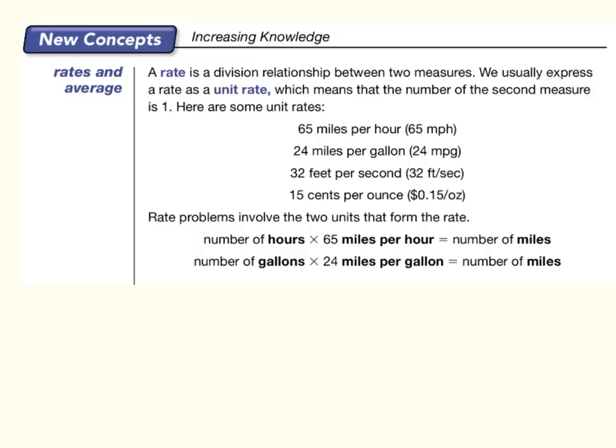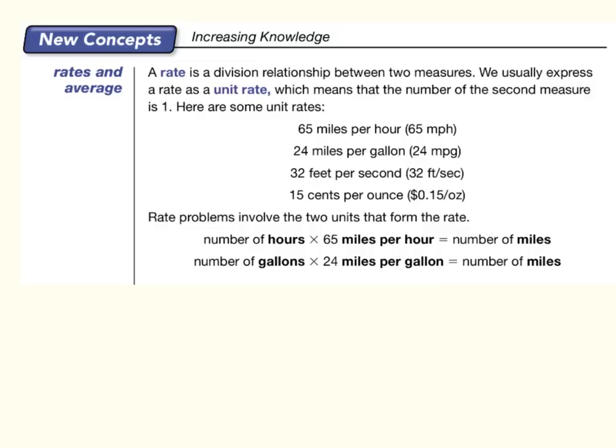65 miles per 1 hour looks like this. That's a rate. 24 miles per 1 gallon. See, it doesn't say 1, but you have to assume that's per 1 gallon. That's a unit rate. 32 feet per second. And 15 cents per ounce. These are all unit rates.